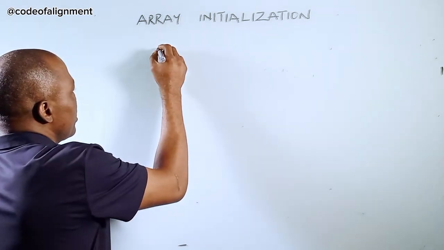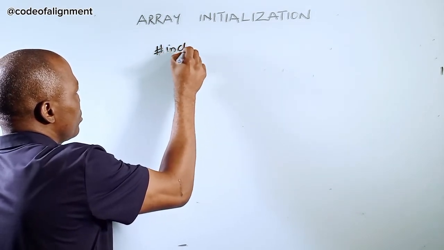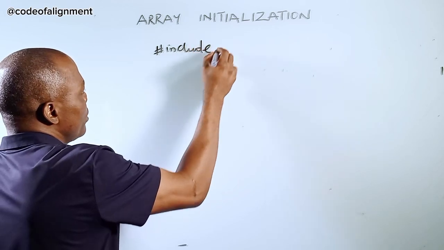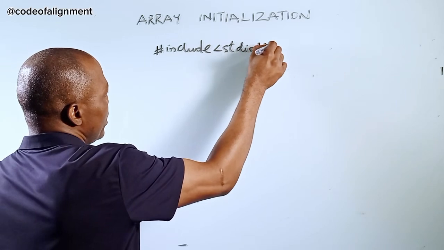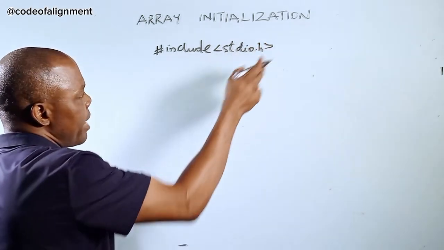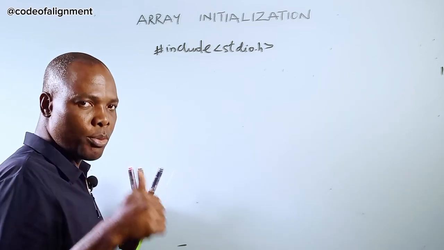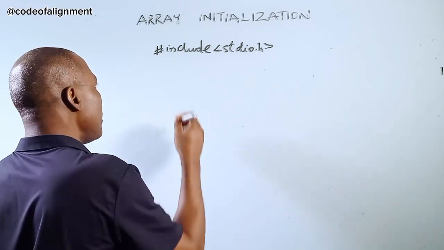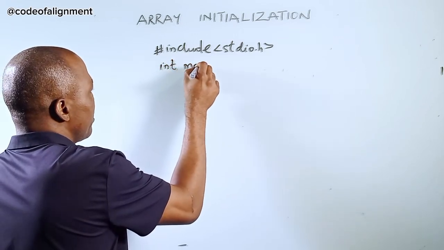So I can do this. I will say include, so I'm using C language, stdio.h, right? Now I am including this library because I will need the printf and the scanf function. Now I can say int main.